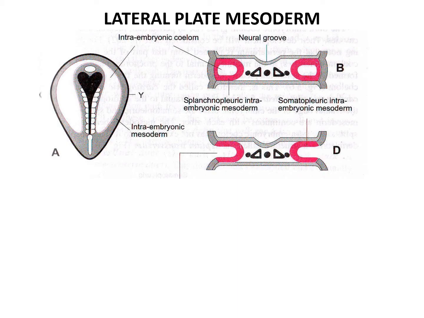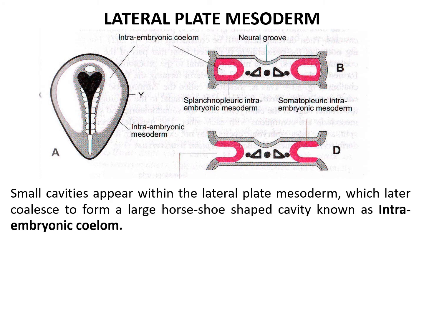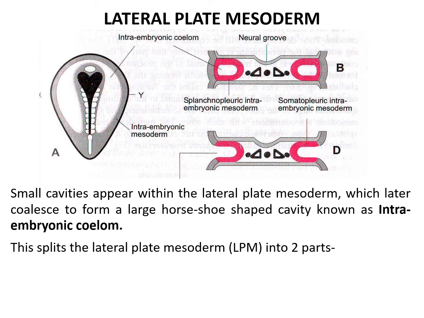The lateralmost part of the intraembryonic mesoderm is called the lateral plate mesoderm. It extends from the intermediate mesoderm laterally up to the extraembryonic mesoderm. Within this, small cavities appear. These small cavities later fuse to form a large horseshoe-shaped cavity which is called the intraembryonic coelom. This intraembryonic coelom now subdivides or splits the lateral plate mesoderm into two parts.